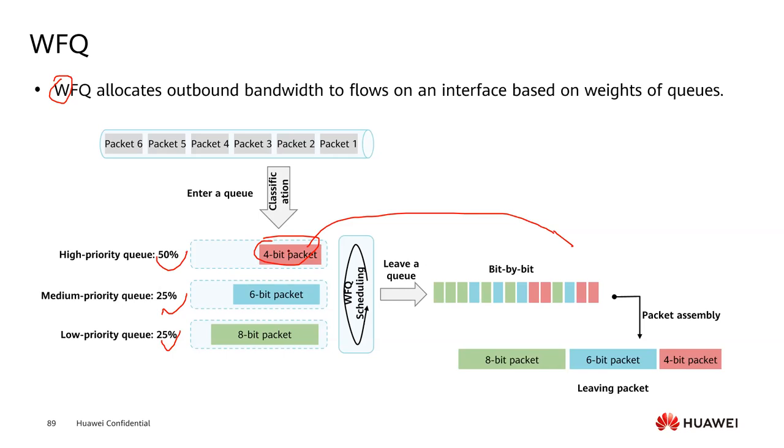For example, since the high priority queue is 50%, half of the packets, two packets, will be forwarded, and then one middle priority and one low priority packet will be forwarded, like this. If the high priority queue is empty, because the middle and the lower are 25% each, they will forward one packet from middle, one from low, one from middle, one from low, like this. And if the middle priority queue does not have any packets inside, then all the low priority queue packets will be forwarded out. So this is WFQ.